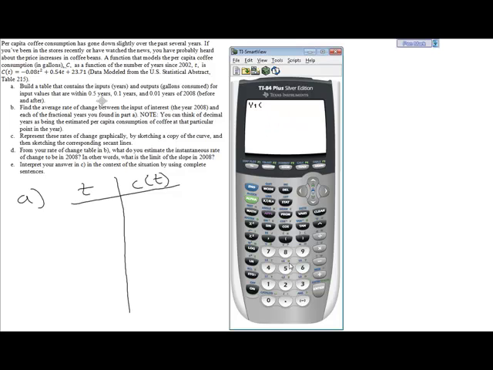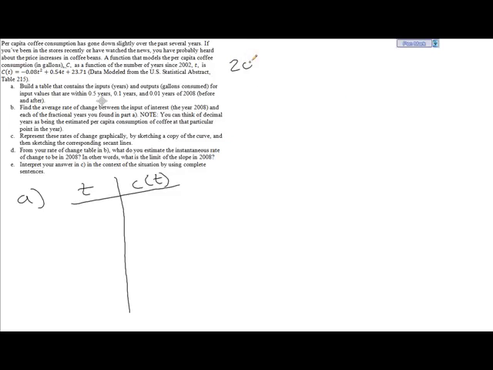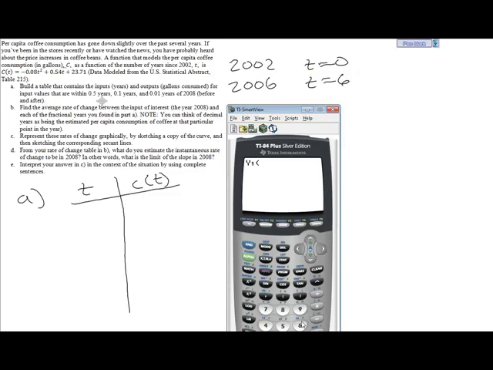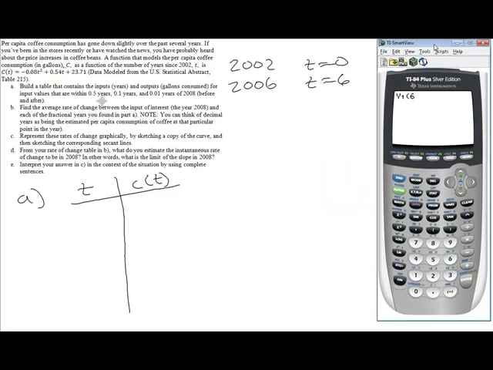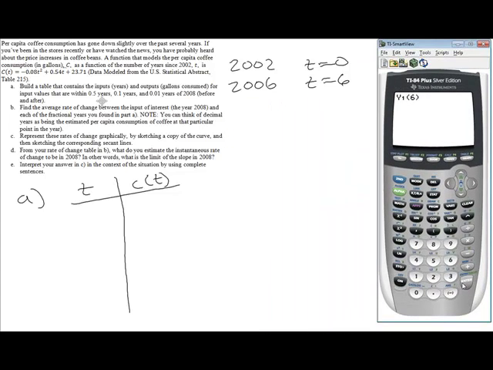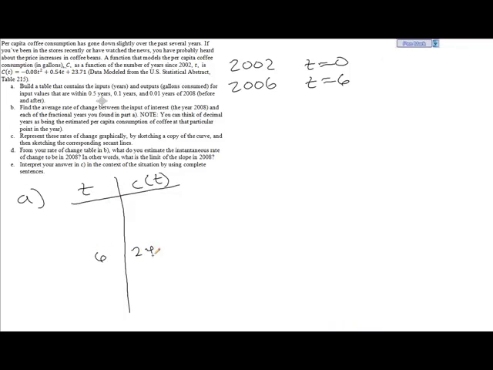I want the output when the input is, well, first of all, let's find out what it is in 2008, because we're going to need that value. So what t is that going to be? Well, since 2002 is t equals 0, 2008 is 6 years later, so that would be t equals 6. So if I do 6, and I compute that, I hit enter, that's going to be 24.07. So for t equals 6, I'm going to have 24.07.